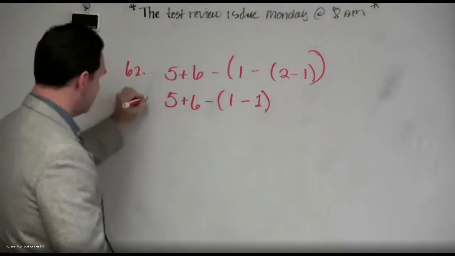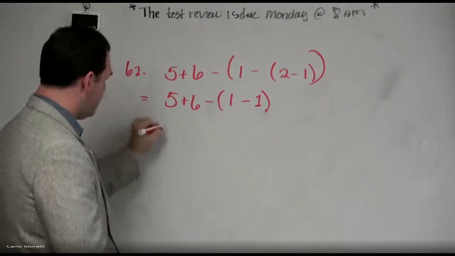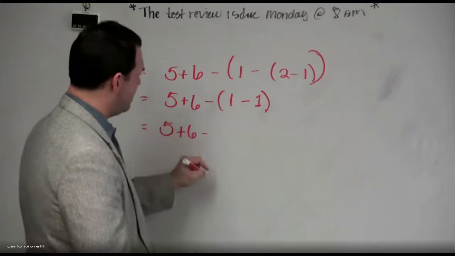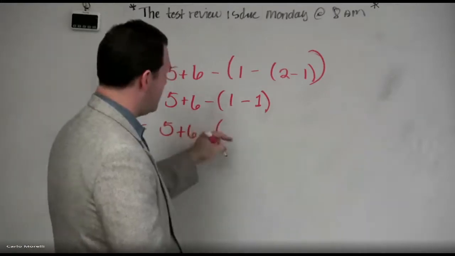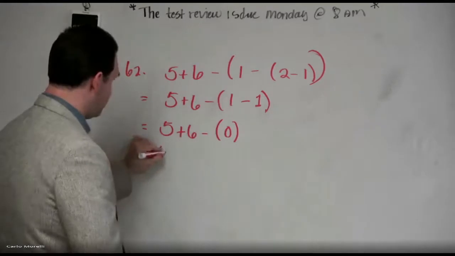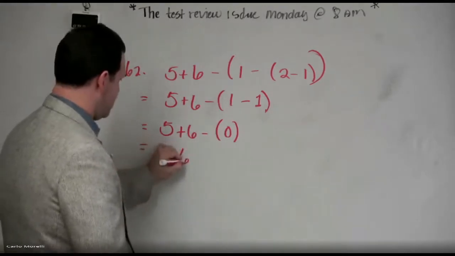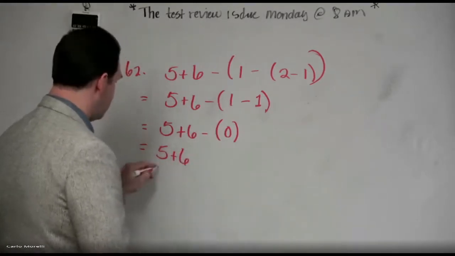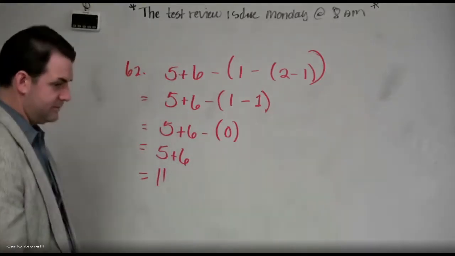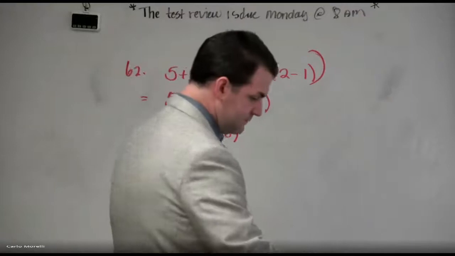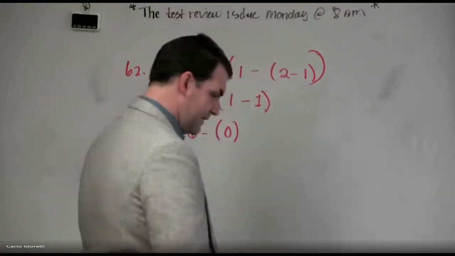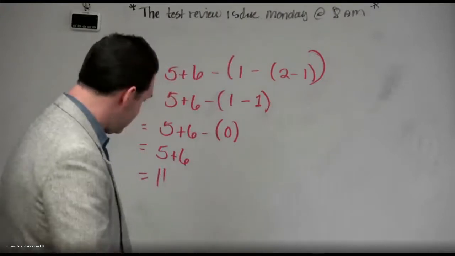Okay. I'm going to try to be a good boy here and follow the rules. 5 plus 6 minus, and then 1 minus 1 is 0. So that's just 5 plus 6. I think the answer is 11. I feel I'm a big kid now.